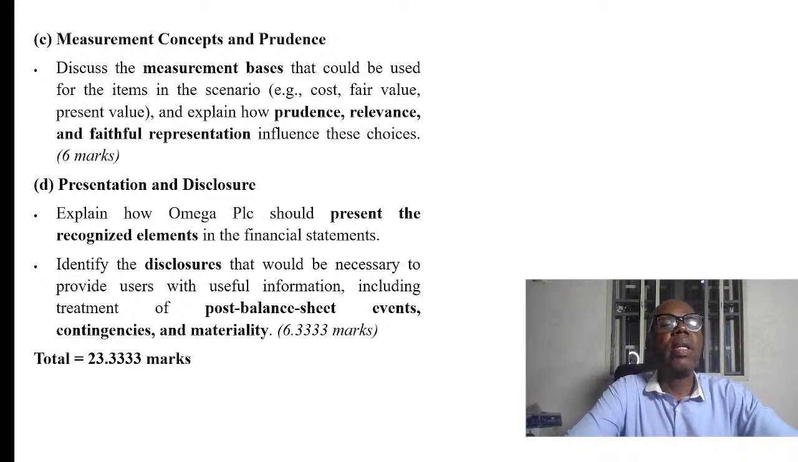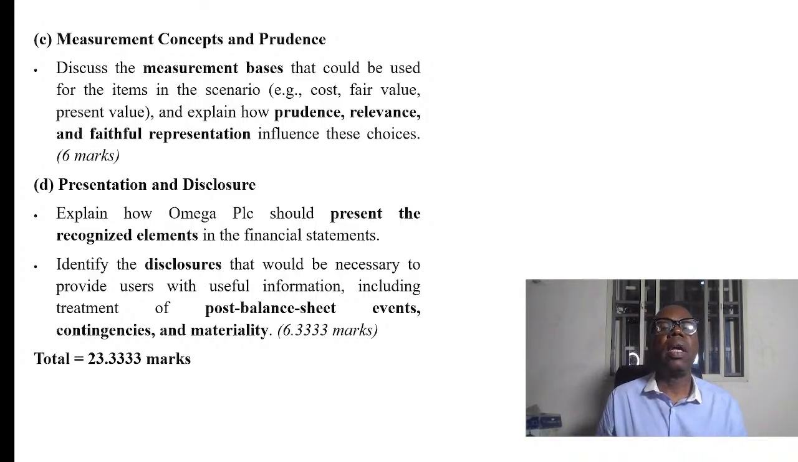C. Measurement concepts and prudence. Discuss the measurement basis that could be used for the items in the scenario, e.g. cost, fair value, present value, and explain how prudence, relevance, and faithful representation influence these choices. D. Presentation and disclosure. Explain how Omega PLC should present the recognized elements in the financial statements. Identify the disclosures that would be necessary to provide users with useful information, including treatment of post-balance sheet events, contingencies, and materiality. It's a theory question, so it does not require calculation.